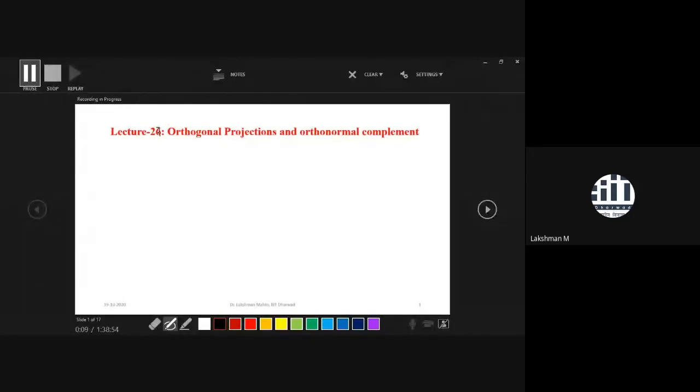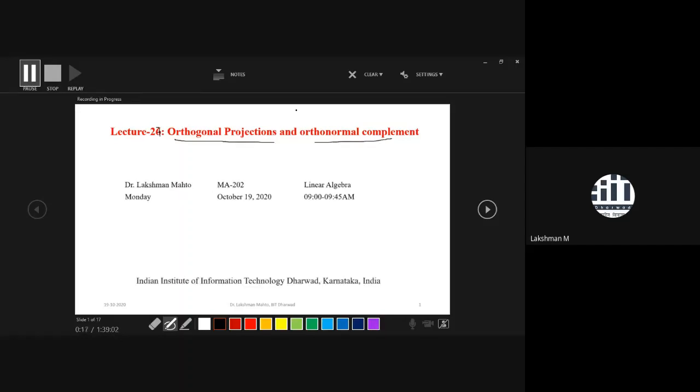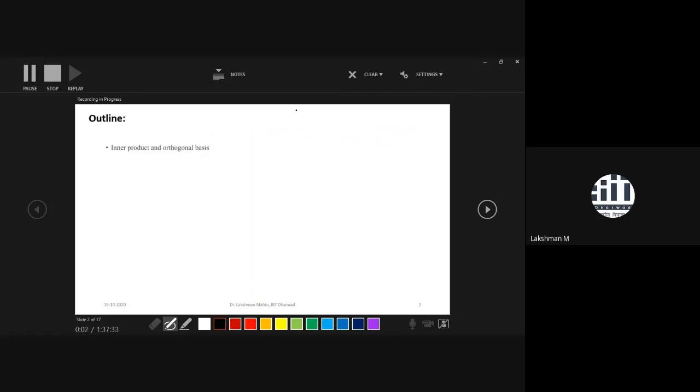Okay. So today it is lecture number 27. We will discuss orthogonal projection and orthogonal complement, apart from orthogonal, or more importantly orthonormal, basis. With respect to an orthonormal basis, we will define the concept of inner product, that means the dot product you have already gone through in high school. I will give a general idea of inner product.